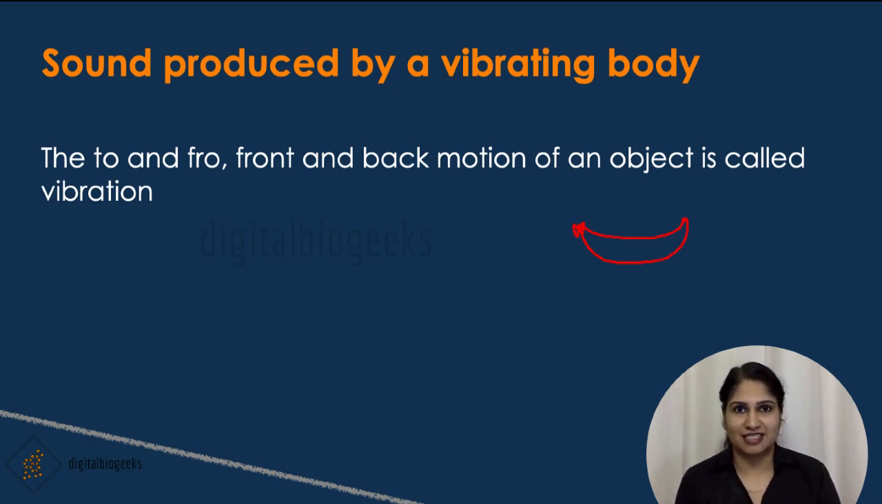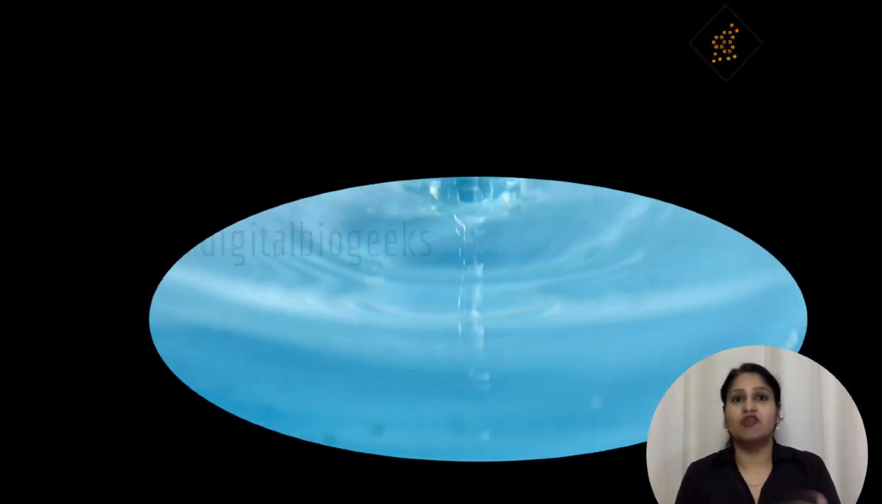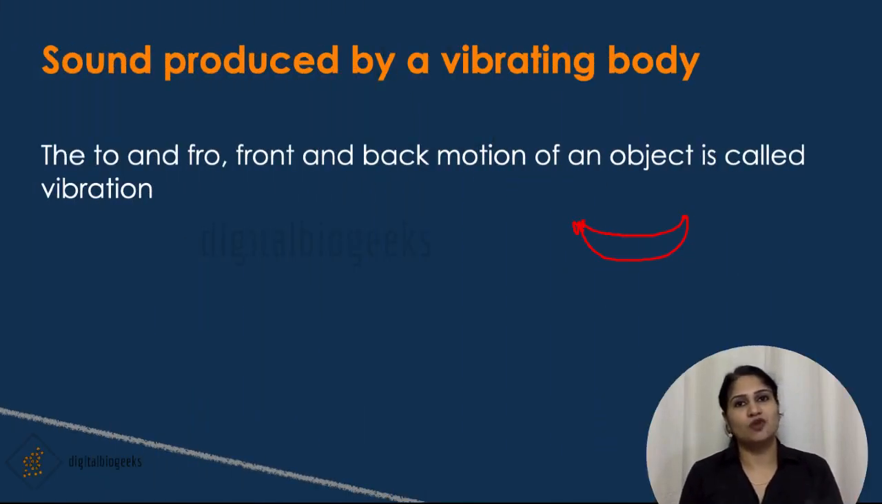You can do another experiment. Take a metal plate, pour water in it, and now strike the rim of the plate with a metallic spoon. You can see ripples or waves on the water. These ripples are produced due to the vibration of the plate, and we can hear the sound. From these two experiments, we can conclude that a vibrating body produces sound.